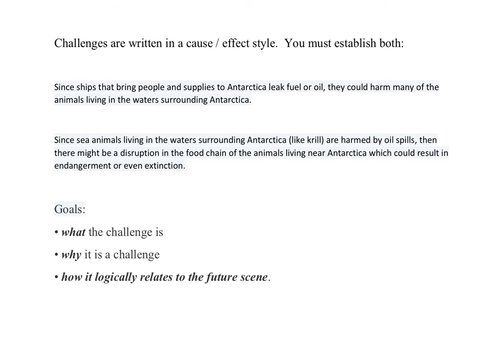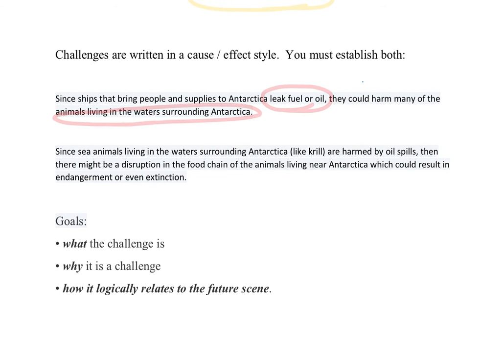If we break down this sample problem, you'll see a couple things. First off, you'll see the cause. The ships are leaking fuel or oil, and then there's an effect. They could harm the animals in the surrounding area. Now, also notice that they correctly used a word such as may, might, or could. So there are the important components of getting a problem written correctly.